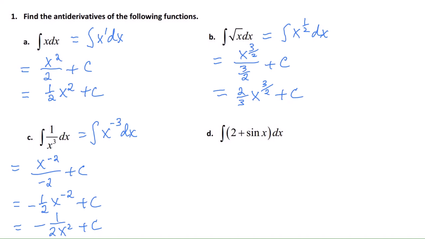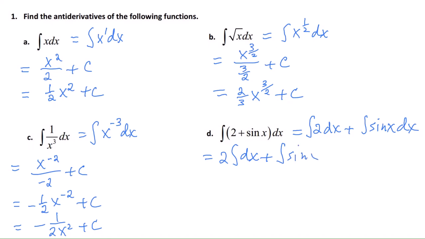Looking at D, I need to remember there's 2 things in that integral. They're being added together, so I can split them apart and treat that as 2 separate integrals. In other words, like this. Now the 2 in the first one is a constant that I can pull out, leaving me just dx there. Now you've got to remember what's really there is a 1.